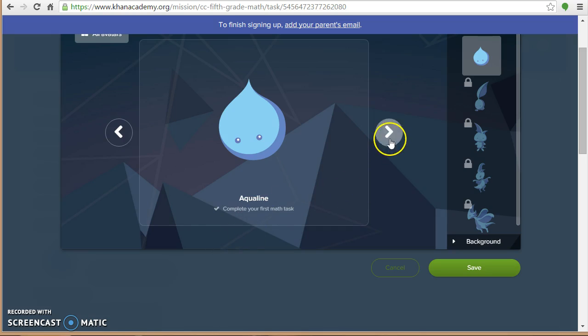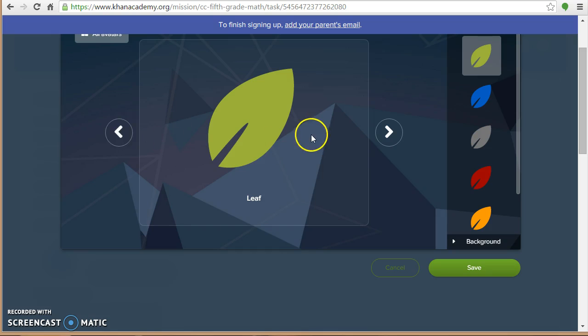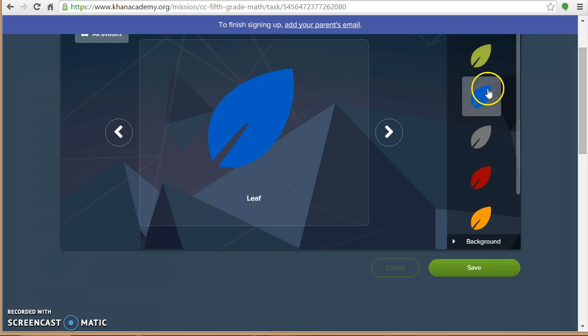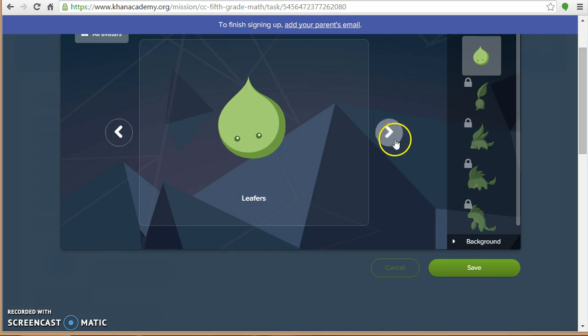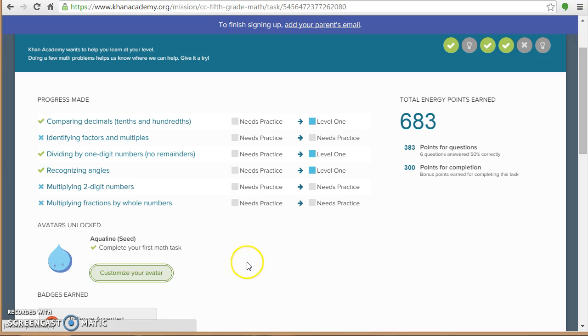So I want to show you really quickly some of the avatars that you can have at this level, starting with the leaf. The leaf at this point is the only one that you can change color. So if you want to be a blue leaf, you can go ahead and change the color over here, and then click Save. If you want to scroll through to find out what your different avatar options are, again, you have the left and the right buttons. This one's a leafer, the Triceratops, and you've actually just now unlocked the Aqualine, so maybe that's the one you're going to use for now because you're like, hey, I've unlocked it.